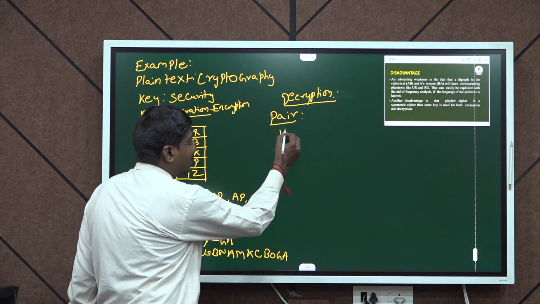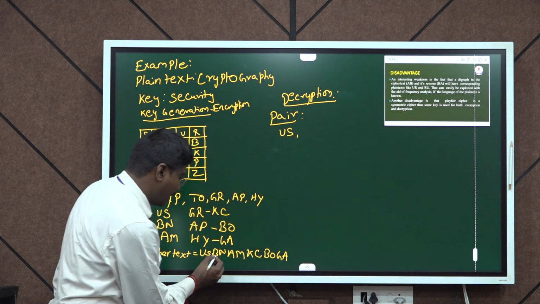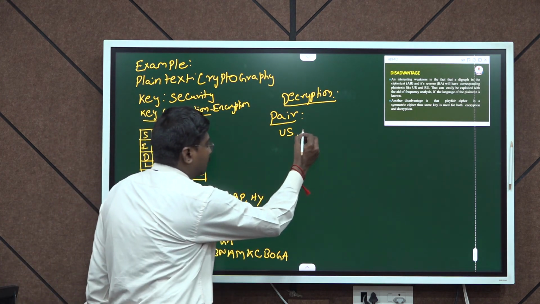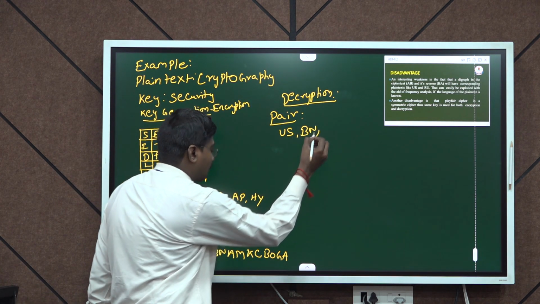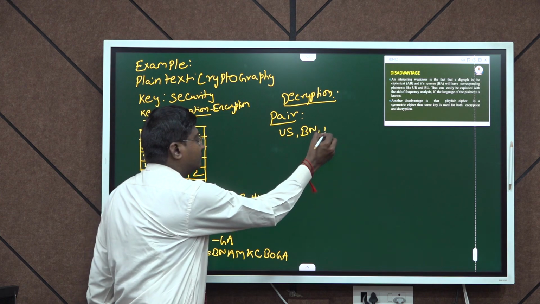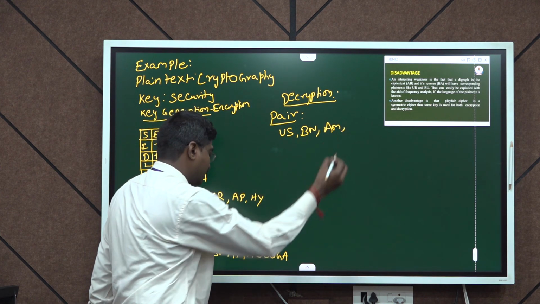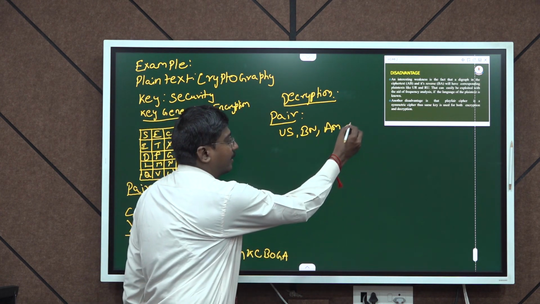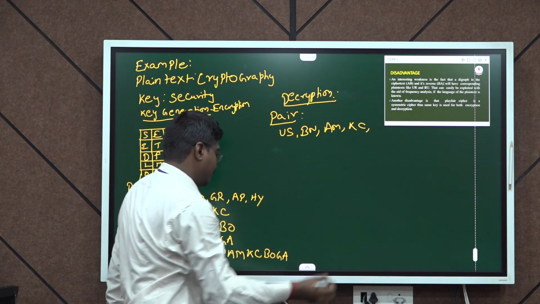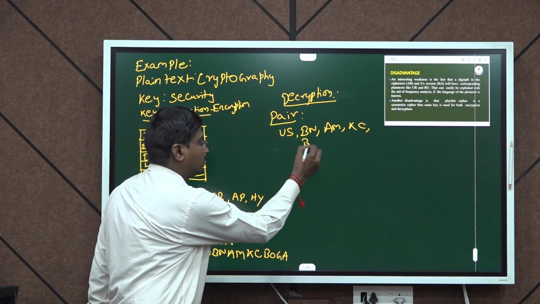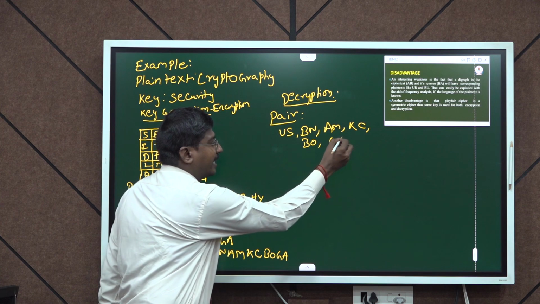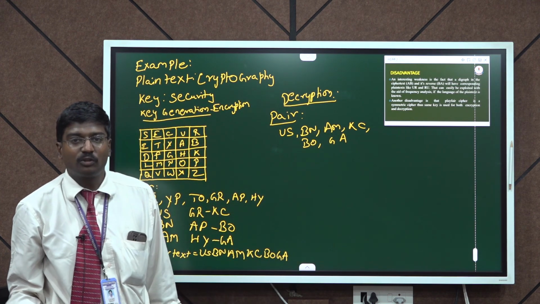How to pair? US is the first pair. The second pair is BN. The third pair is AM. Next is KC. Next is BO. And the final pair is GA. This is the pairing of elements.